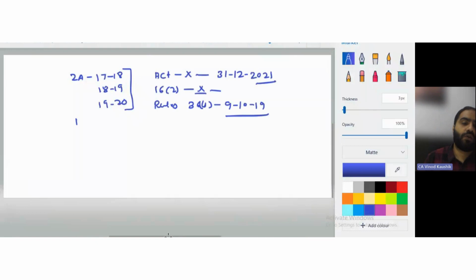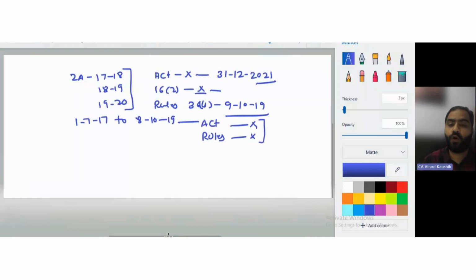So you can say now that from 1st of July 2017 to 8th of October 2019, neither Act nor rules, they were having no machinery provisions, no provision at all. No provision was there. But officers practically raising demands on account of non-appearance of ITC in 2A versus 3B.